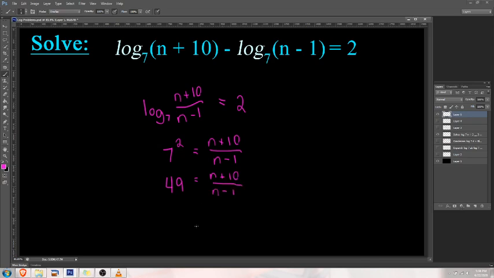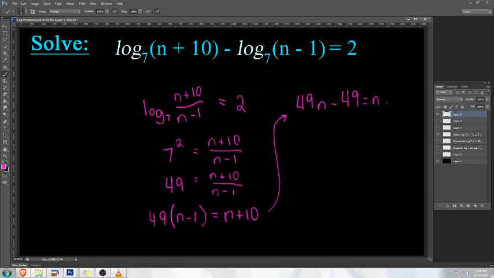Hope this doesn't get too bunched up. All right, so we can multiply both sides by n minus 1. So 49 times n minus 1. And of course, if we multiply this side by n minus 1, that'll just get rid of what's on the bottom. That was the point. Okay, so I'm going to move up here now. So 49 is going to distribute into the parentheses. We'll have 49 times n, 49 times negative 1, minus 49, okay, equals n plus 10.